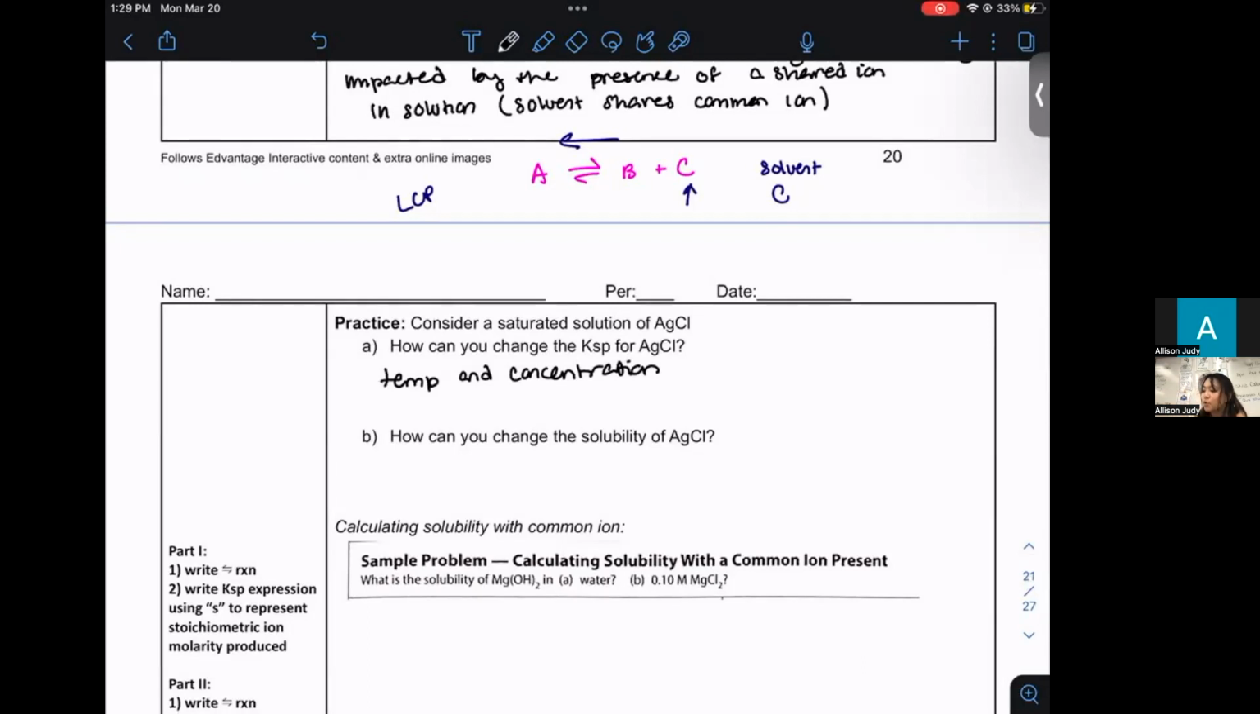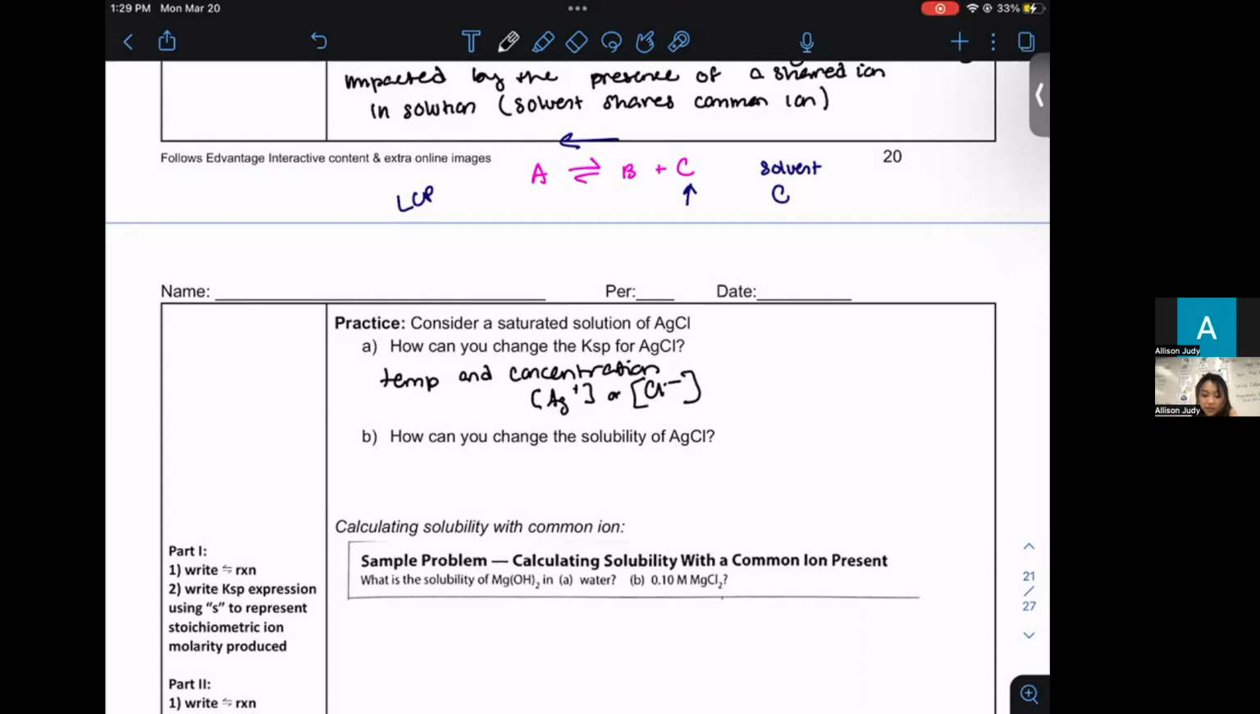So that means we could change the Ag concentration or the Cl concentration, and it would create a new KSP value for the same compound. All right. You also want to consider how you can change the solubility then.